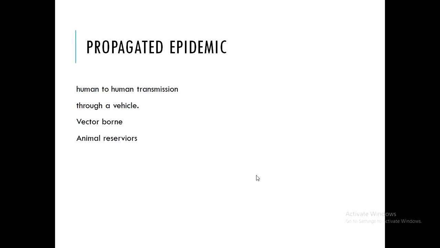So propagated epidemic can be seen in diseases which are transmitted from human to human. They can be seen where there is transmission to humans through a vehicle. It can be foodborne, waterborne, or vector-borne. For example, in cases of dengue, the mosquito bite causes the propagated epidemic, where the mosquito sucks the blood of an infected individual and then transmits it to another susceptible host. The propagated epidemic can also be observed in the presence of animal reservoirs.